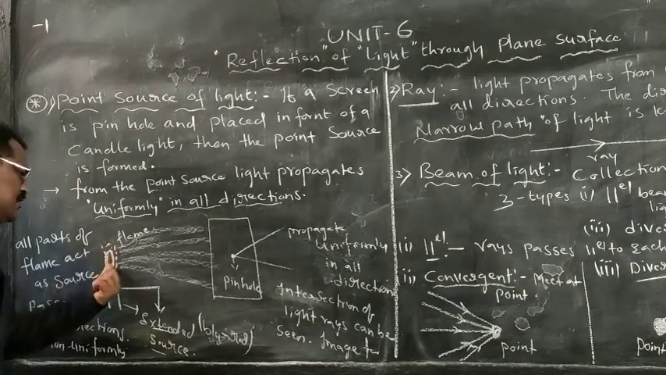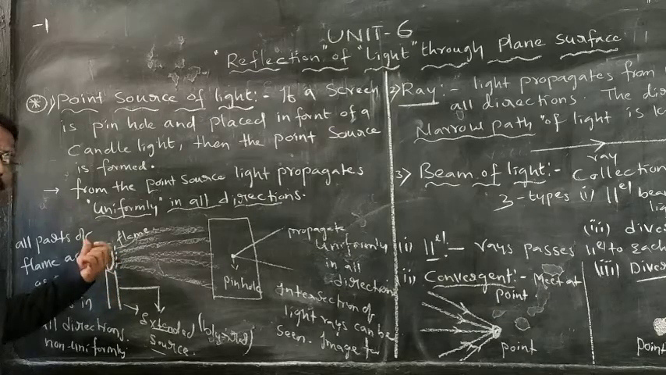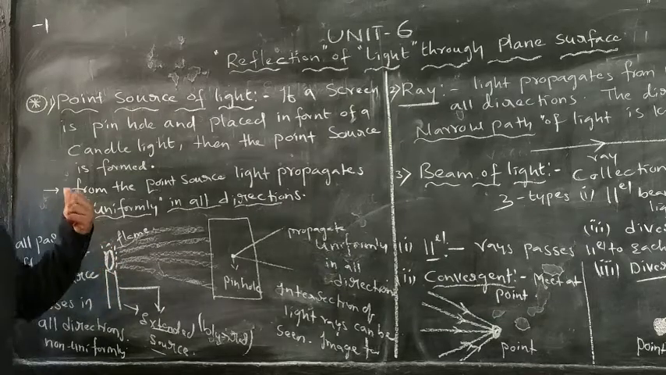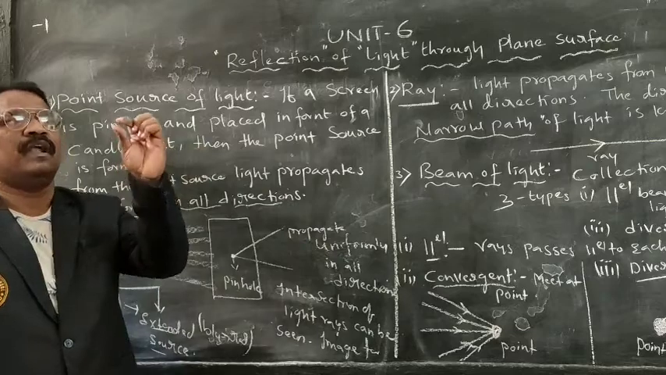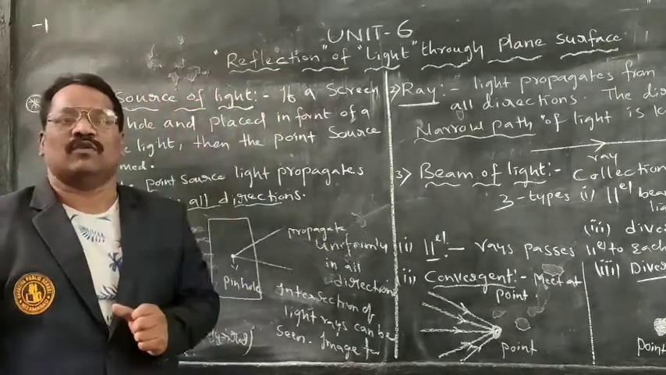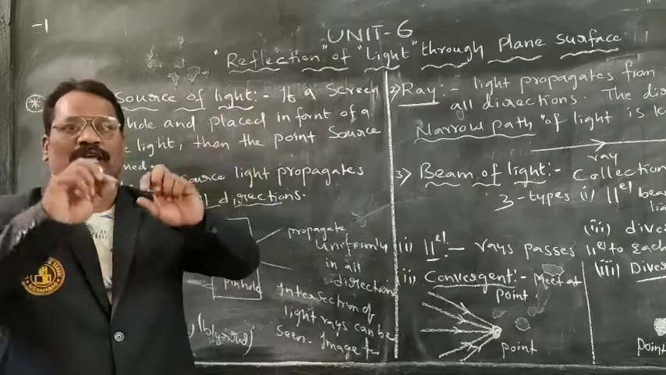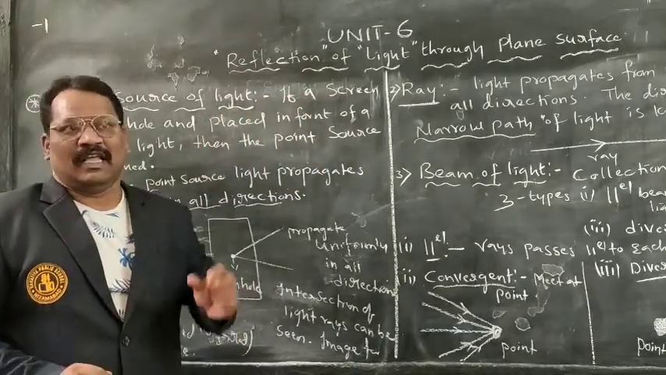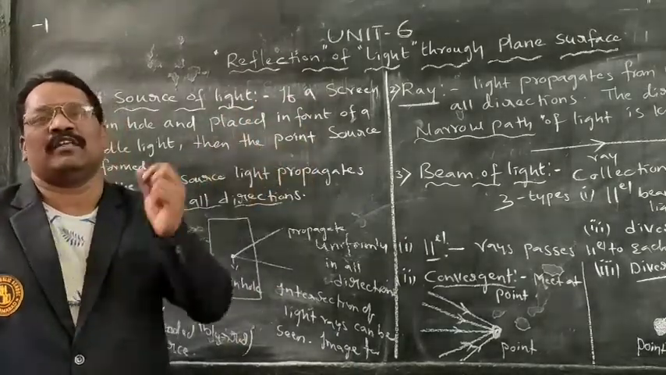When each point is behaving like a point source on the surface of the candle, then depending upon the size of the particular point, it can have its own expansion, which may differ from one point to another point.